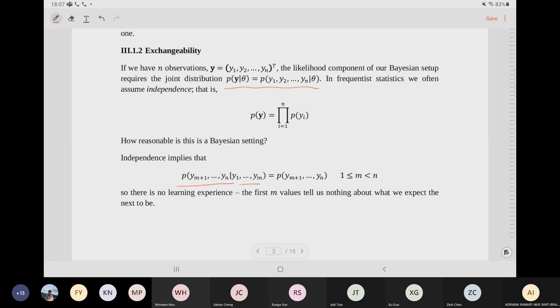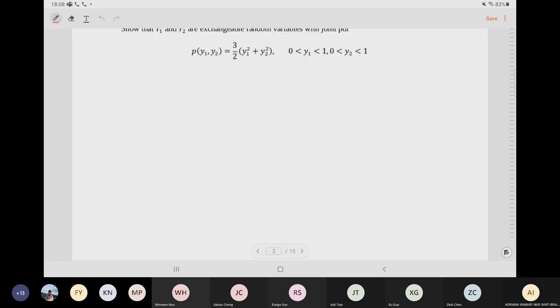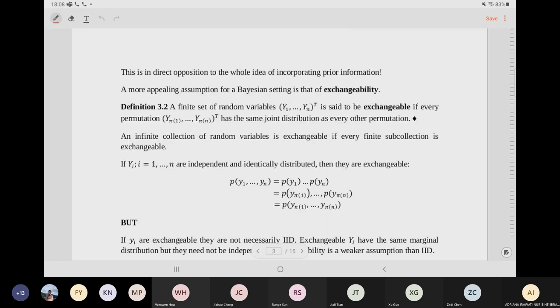So in Bayesian, actually, we don't want this. We don't want independence, because it will imply that your history of your previous data is lost. Okay, so we have no learning experience. So this means that we don't want to assume independence for a Bayesian setting. So what happened is in Bayesian, they define something called exchangeability.